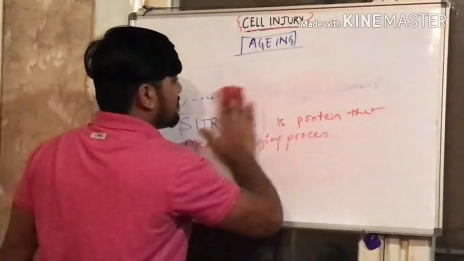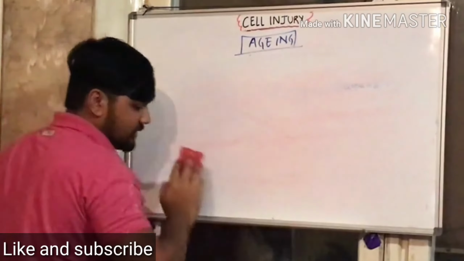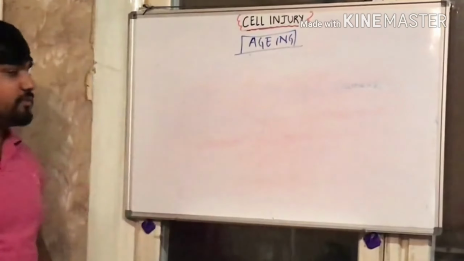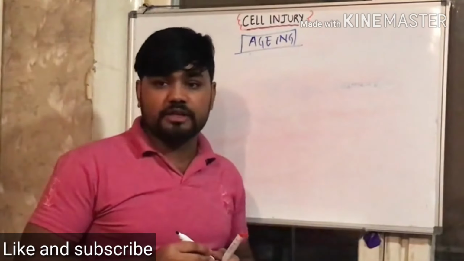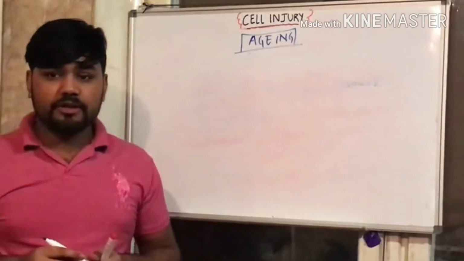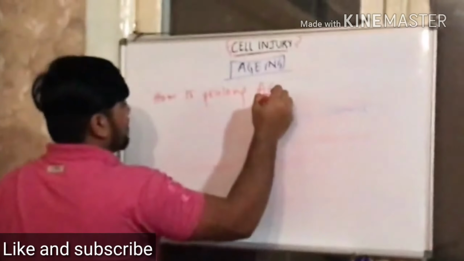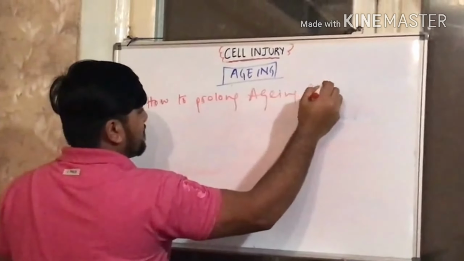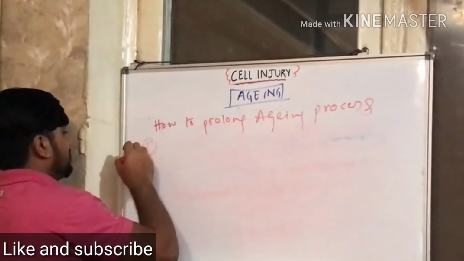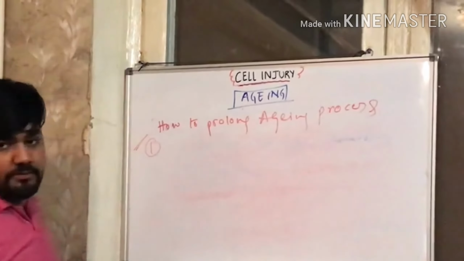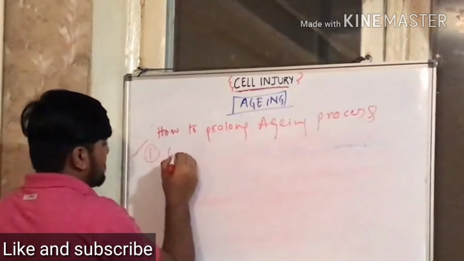Now next thing that I want to explain is how to prolong this process. Actually, it is not correct to say how to prevent aging, because you cannot prevent aging. Rather, what you can do is prolong the aging process. I will write how, and I will explain each and every point. The first process is less eating or reduction of calories.